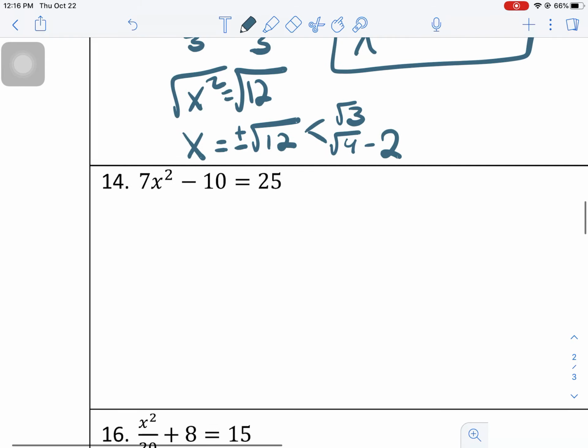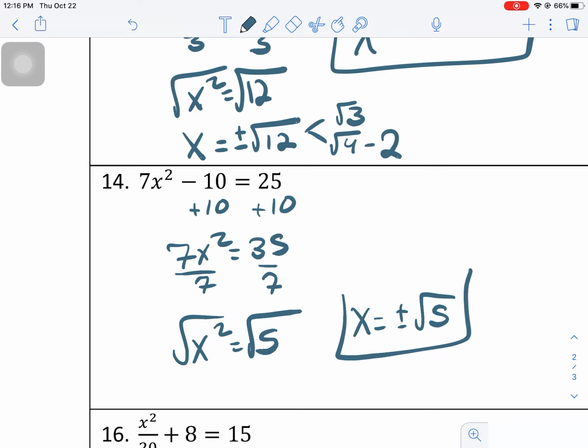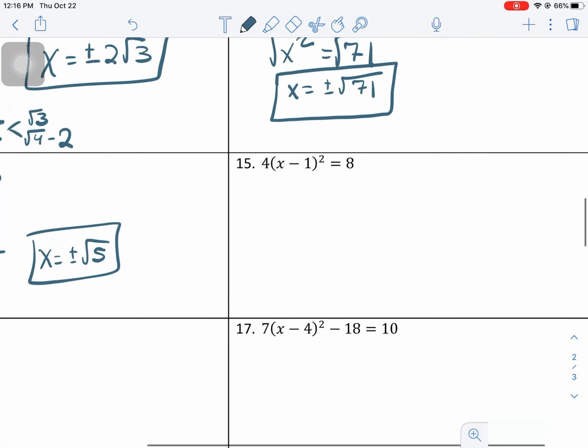All right, next one. Isolate the square. So we're going to go 7x squared equals 35. Divide by 7. X squared is equal to 5. Square root both sides. X is equal to plus or minus the square root of 5. 5 is prime. Don't need to worry about pulling anything out of that.